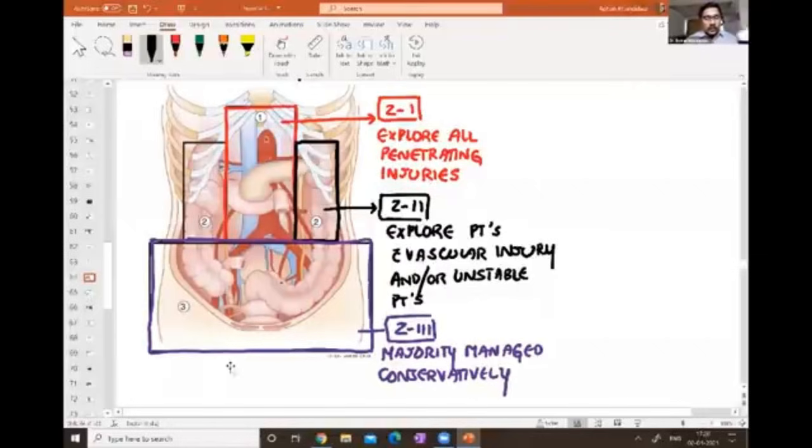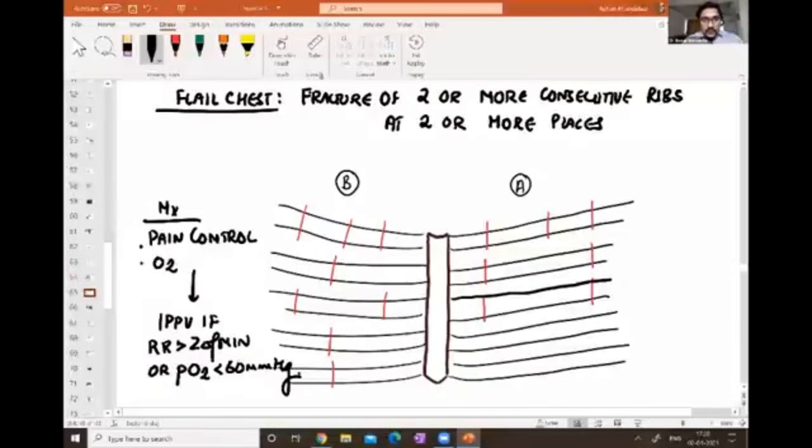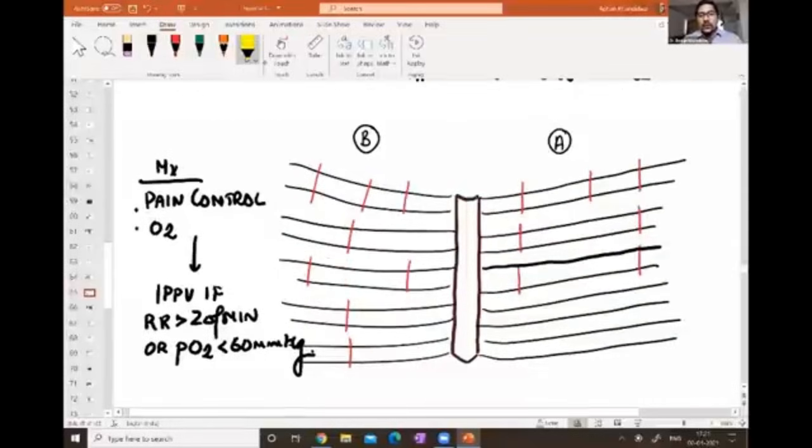Flail chest is important. The definition of flail chest is fracture of 2 or more consecutive ribs at 2 or more places. That is the definition of flail chest. In these two images which have been shown, patient A has a flail chest. B does not have a flail chest, because there are 2 or more fractures at 2 or more places in consecutive ribs in patient A.